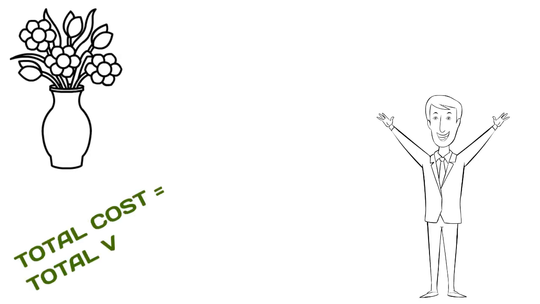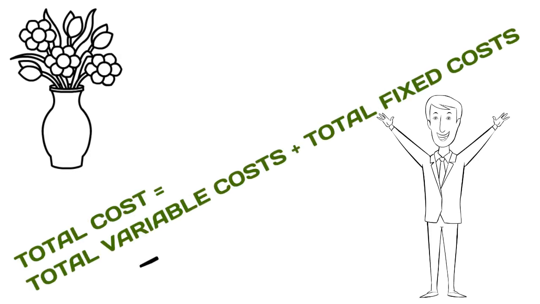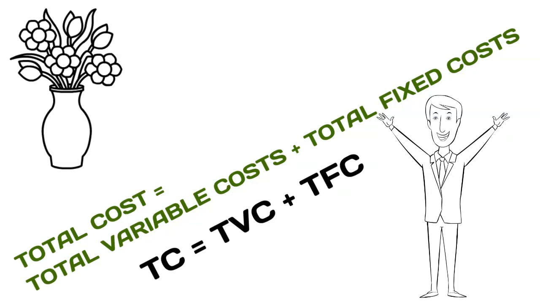Now, these two types of costs, the variable costs and the fixed costs, together they are called total costs, which means when you describe the total costs, what are total costs? Total costs are equal to variable costs plus fixed costs.